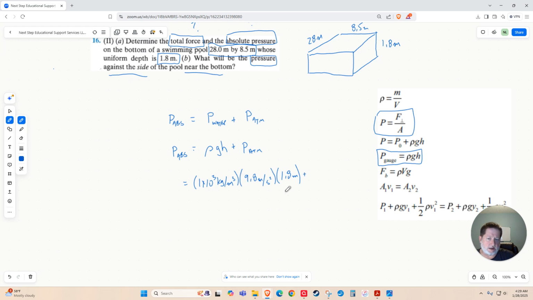But since these are all SI units, I want to use the SI version of atmospheric pressure, which again, you can find in a table, 10.2 for Giancoli text, or search on the internet. 1 atmosphere is equal to 1.013 times 10 to the 5th pascals. We're going to add that on.